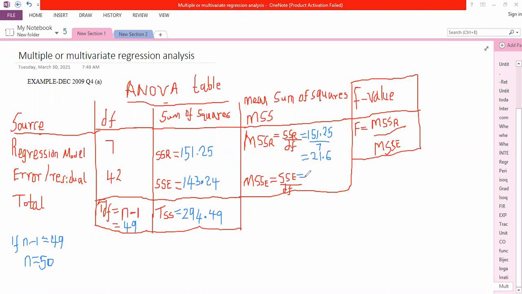And our mean sum of squares due to the residue will be given by 143.24. We divide this one by 42, giving us a value of, let's find out. This gives us 3.4.